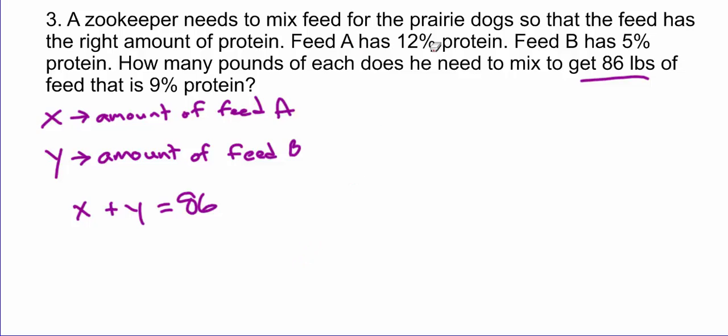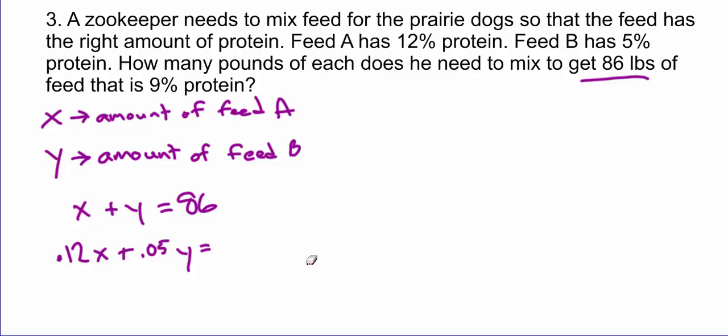So if you look at feed A, it's 12% protein. So that means 12/100ths of feed A is protein. It also means, if you see that feed B is 5%, that 0.05 hundredths of y, which would be feed B, is protein.